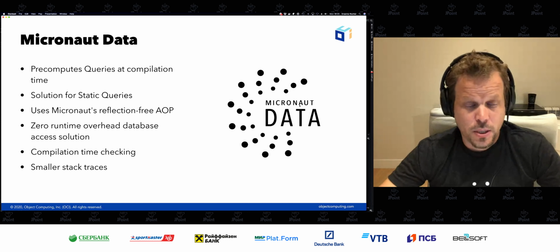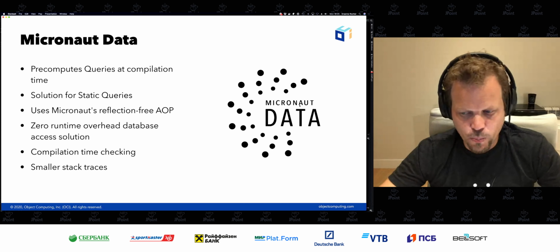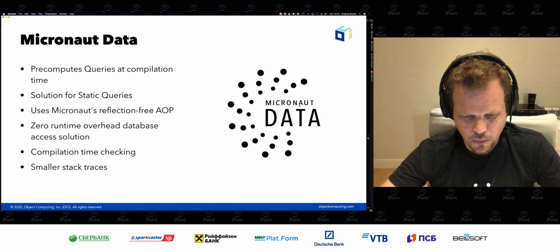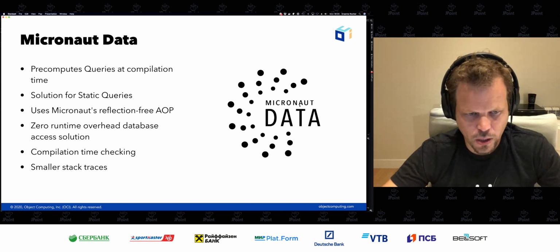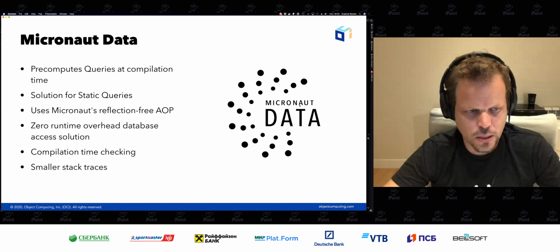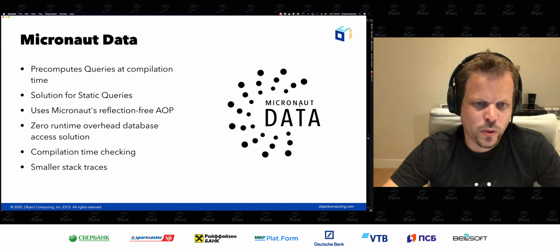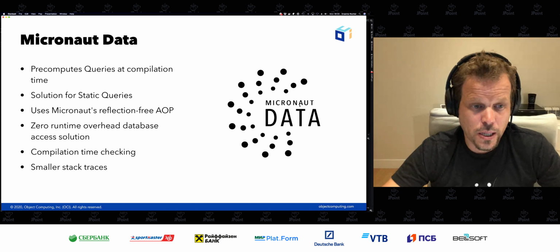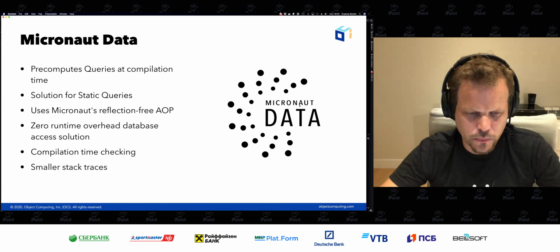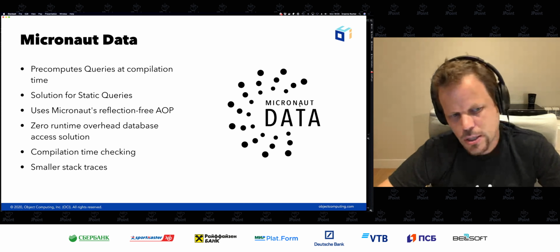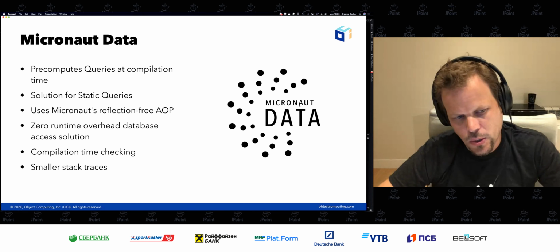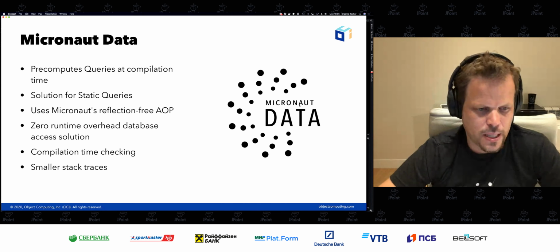With Micronaut Data, and specifically Micronaut Data JDBC, we move that entire meta model into your compiler. So instead of waiting until runtime to compute that meta model, we compute the meta model inside your compiler, and we build the queries at compilation time and store them inside of your annotation metadata. So why, you may be wondering? The reason why is because what we can achieve is essentially a zero runtime overhead database access solution.